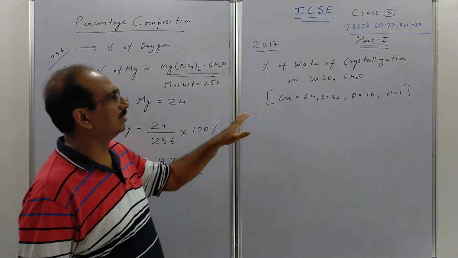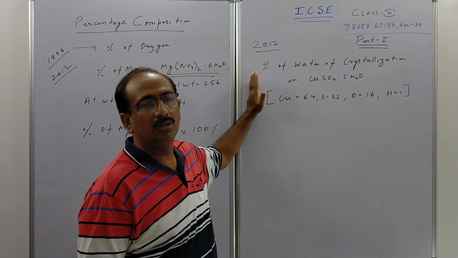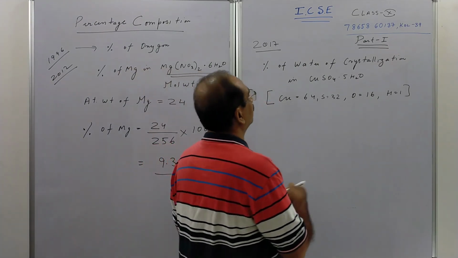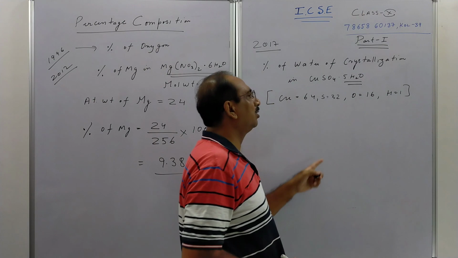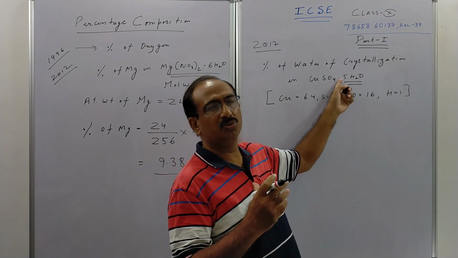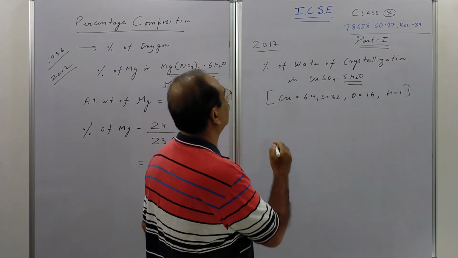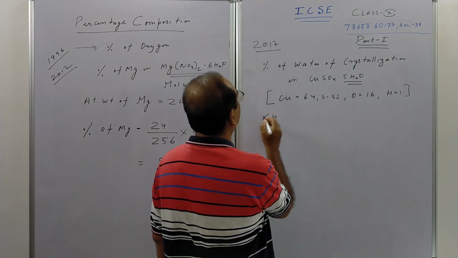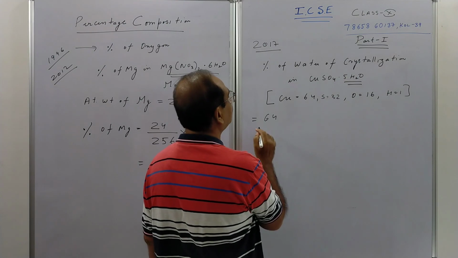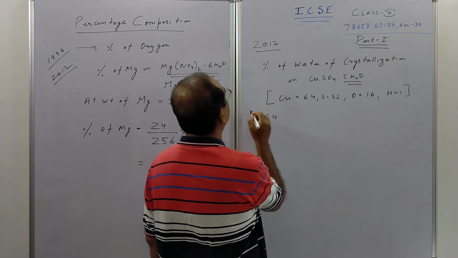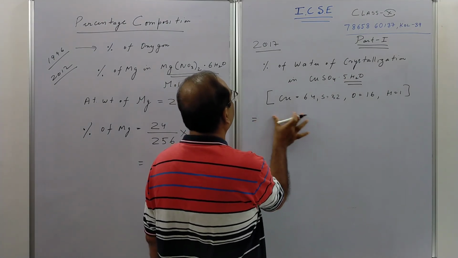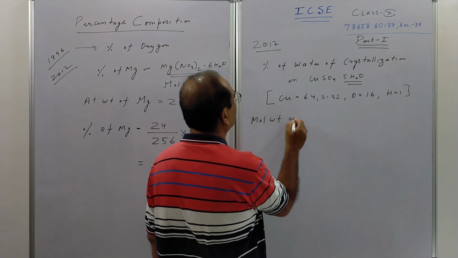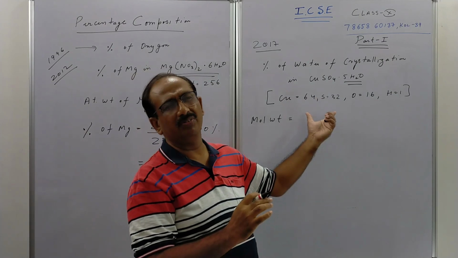A very similar question came in 2017. Here we have to find the percentage of water of crystallization. One thing you remember, dot means loose combination, so we don't multiply, we add here. Copper is 64, and we are trying to find the molecular weight of copper sulfate. Molecular weight is quite simple. We add all the atomic weights which are given.